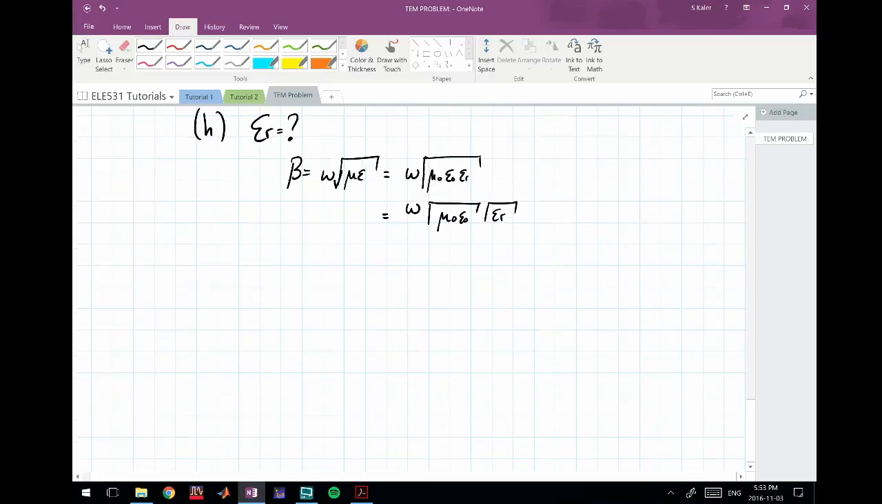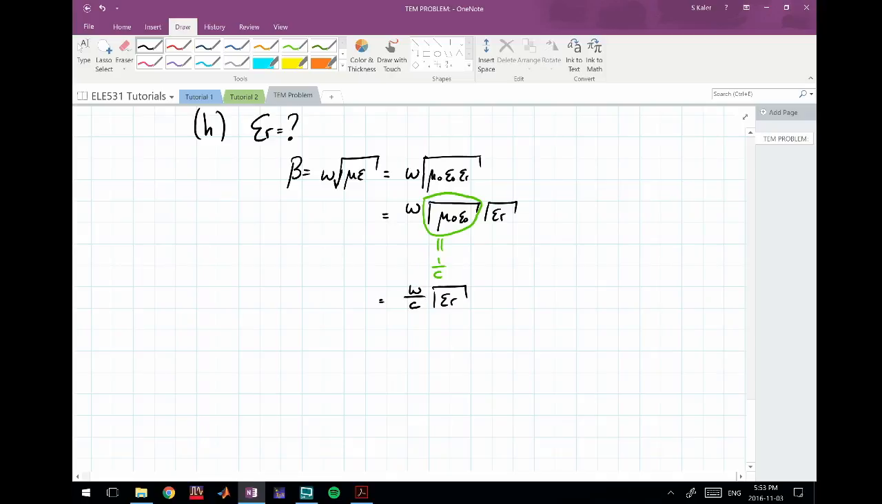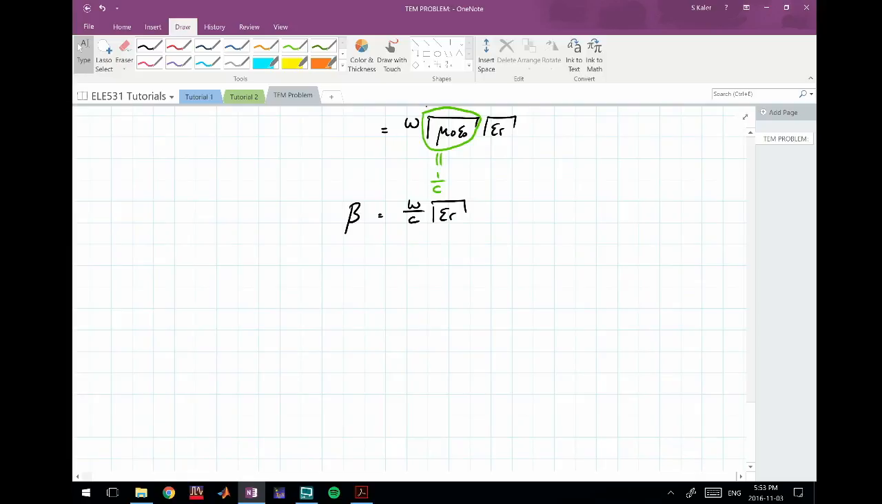This is mathematical manipulation here. And at the same time, I know that this thing, if you go back to the definition of the speed of light, is just 1 over the speed of light. And so now I can say this is omega over c times root epsilon r. And this is beta. So I know beta, I know omega, I know c. So I can find epsilon r. So I can say beta times c divided by omega, squared, is epsilon r.